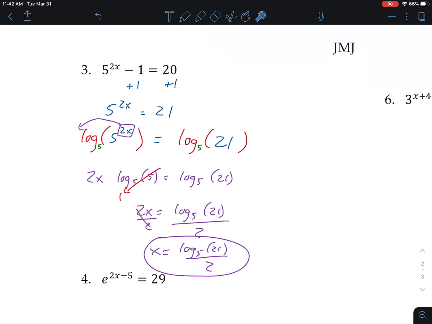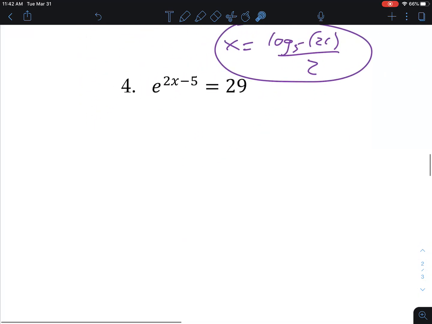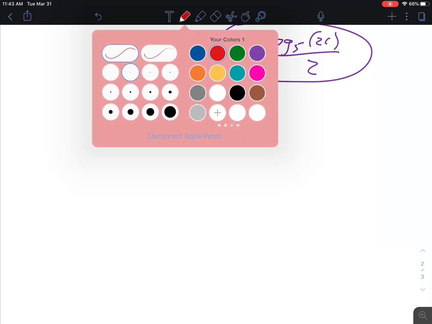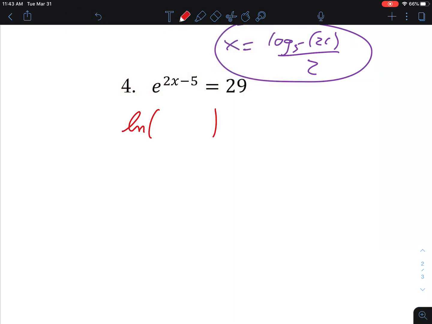Okay, let's look at number 4. So now we see this one where our base is now an e. I have exponent stuff alone. I have a 29, so obviously I can't make them match. And I don't have to move anything over. So let's just take the natural log of both sides. We use natural log because my base is e. Here's my 29 inside. Here's my e to the 2x minus 5.